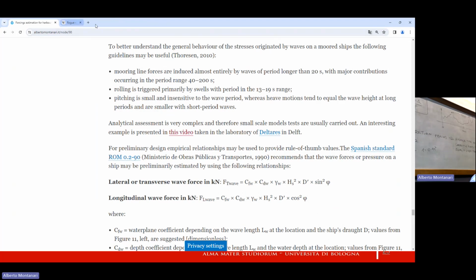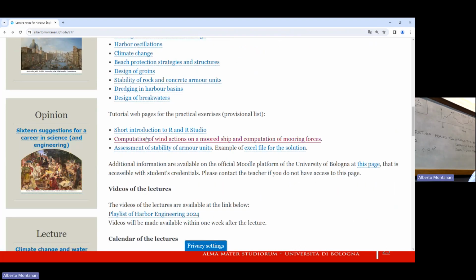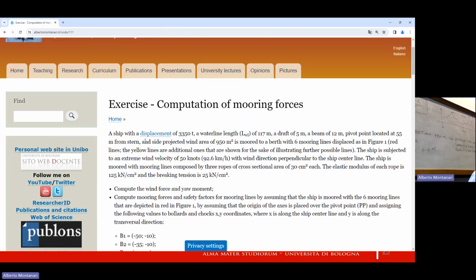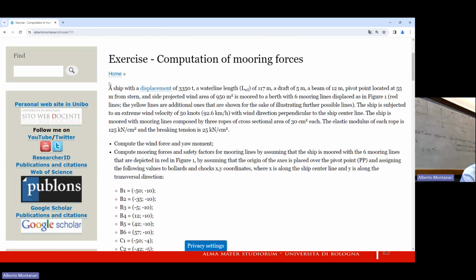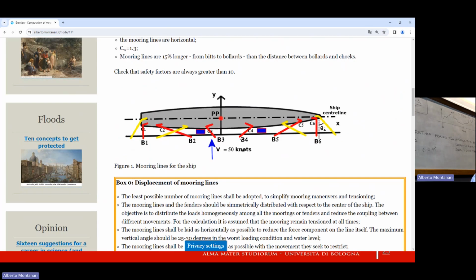Now let's go back to the exercise. And my suggestion is let's read it carefully. So a ship with a displacement of 3,350 tons, a waterline length of 117 meters, a draft of 5 meters, a beam of 12 meters, pivot point located at 55 meters from stern, and side projected wind area of 950 square meters, is moored to a berth with 6 mooring lines displaced as in figure 1, red lines. The yellow lines are additional ones that are shown for the sake of illustrating further possibilities. So we are considering only the red ones here.